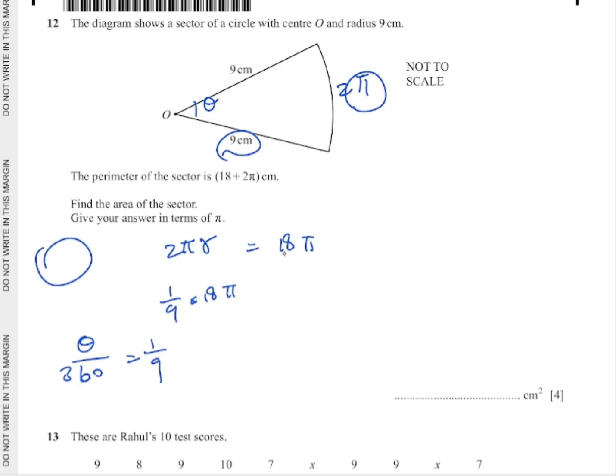And we don't actually need the theta because we only need the ratio. We only need the partial. So what we do is the area is pi r squared, and we know that r is 9, so area is 81 pi. 81 pi divided by 9 equals 9 pi. So we have 9 pi.